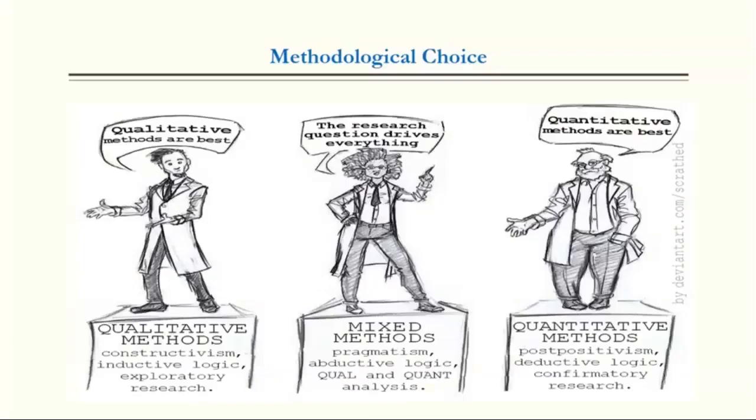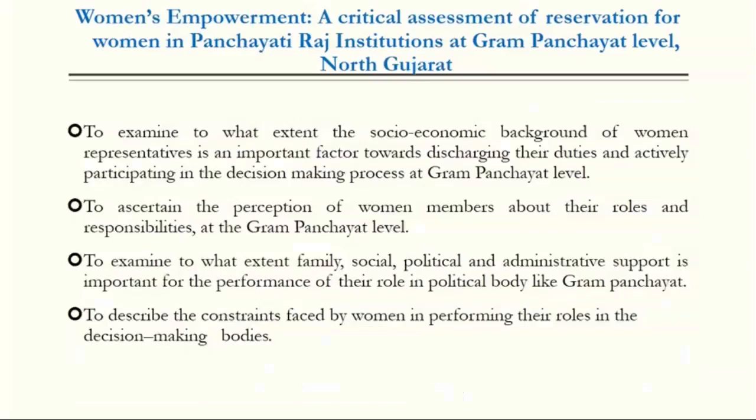I just brought a couple of examples for quantitative study. Take for instance the Panchayat Raj institutions and the 73rd Amendment Act. Women are eligible for taking part in Panchayat Raj institutions at the local level. I want to conduct a study on women empowerment, a critical assessment of reservation for women in Panchayat Raj institutions at Gram Panchayat level, North Gujarat, or whatever region you are coming from.